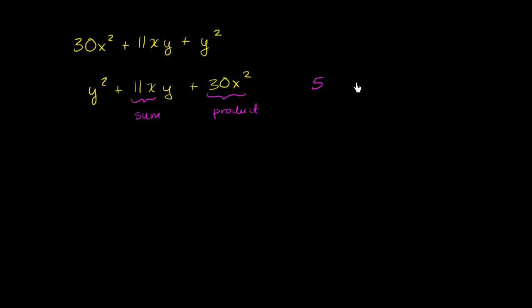So 5 and 6 would work for 30, but we have 30x squared. So what if we have 5x and 6x? Well, 5x times 6x is 30x squared, and 5x plus 6x is 11x. So this actually works. Then our factorization of this expression is just going to be y plus 5x times y plus 6x. And I'll leave it up to you to verify that when you multiply it out, it does indeed equal this up here.